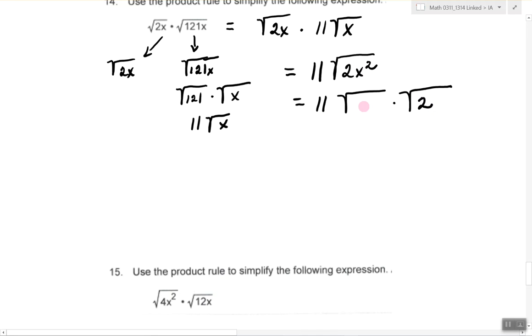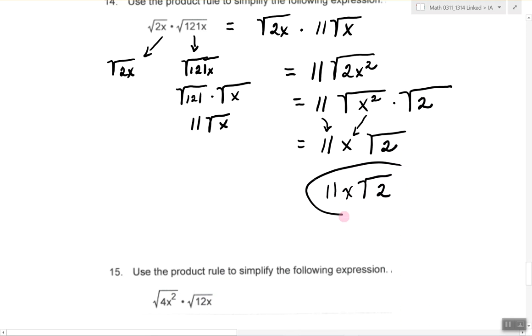But x squared is a perfect square because the exponent is even. That means that I get 11x, so this is where the 11 is. The square root of x squared is x. The square root of 2 is simply the square root of 2. My answer is 11x square root of 2.